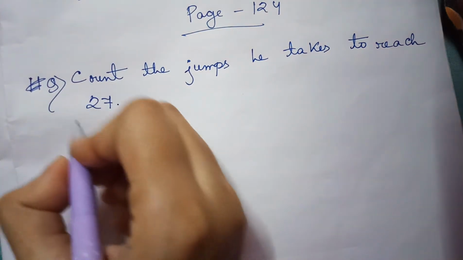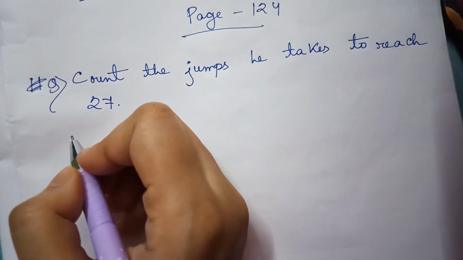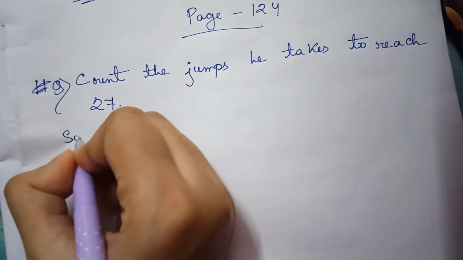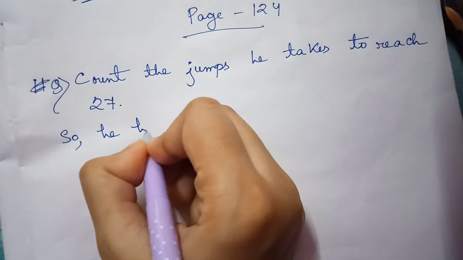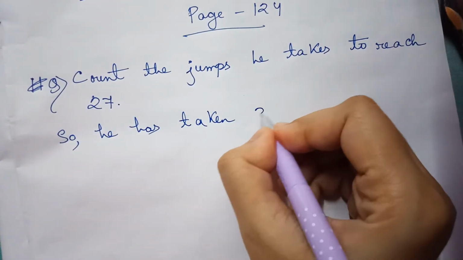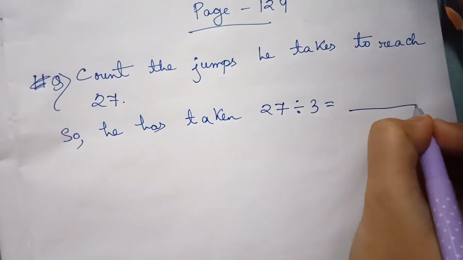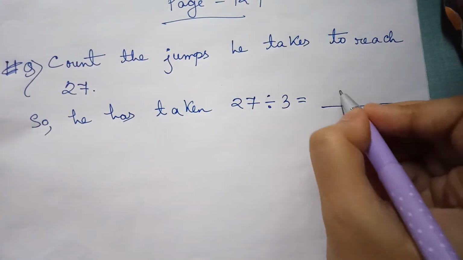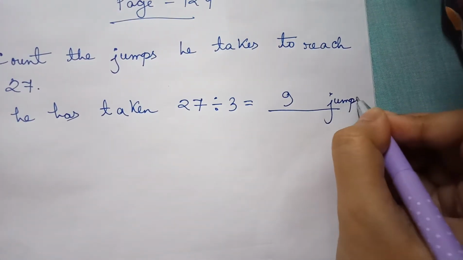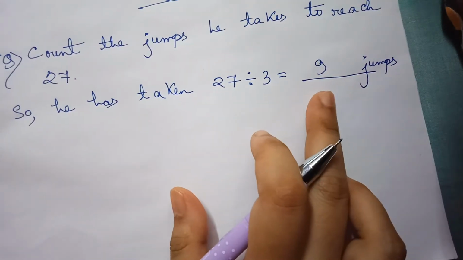So at one time he takes 3 steps, right? From 0. So he has taken 27 divided by 3. That is 9, right? So he has taken 9 jumps. This you will write as your answer, this 9. Okay.